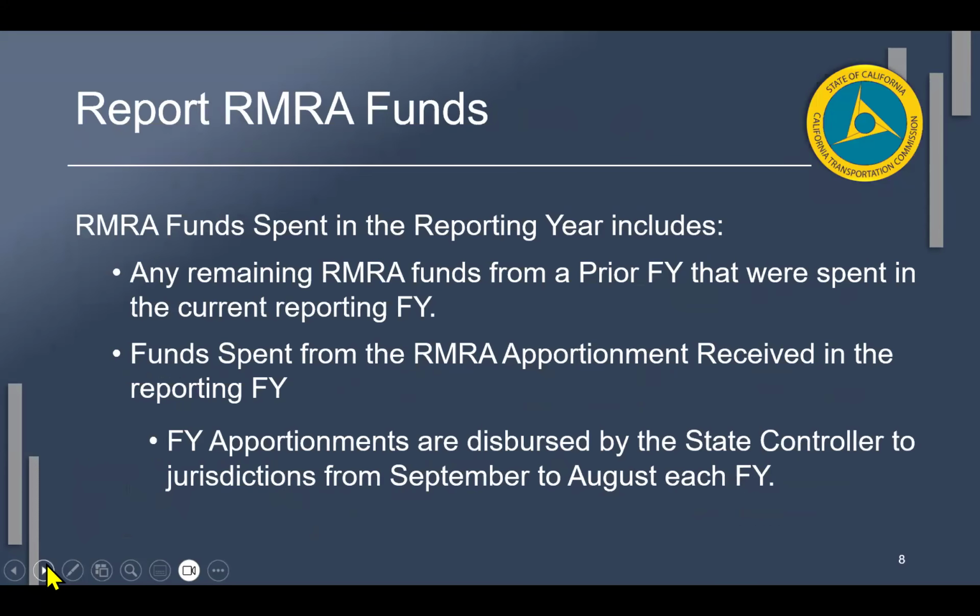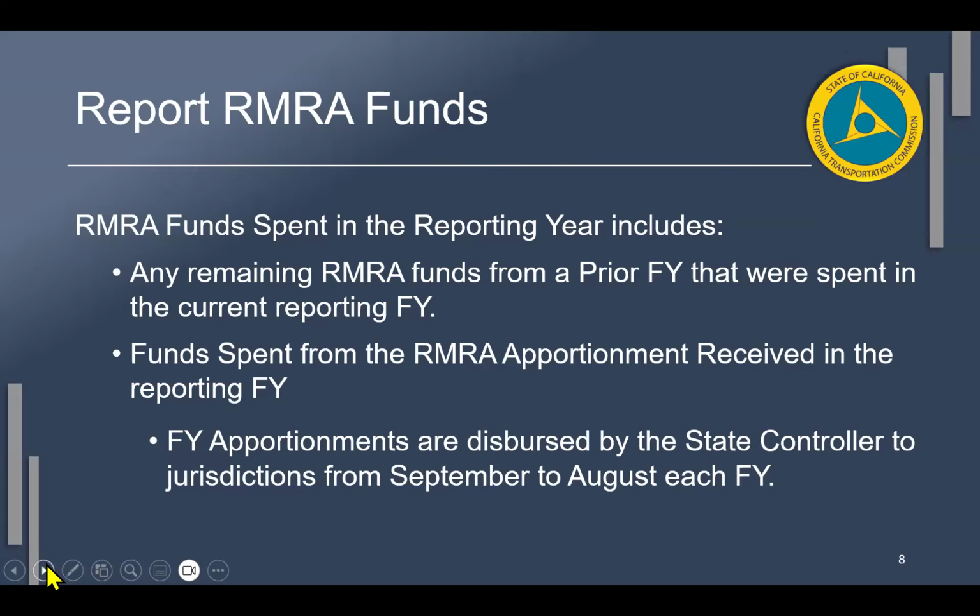RMRA funds spent in the reporting year include. So this is where we're going to break down what that means. Any remaining RMRA funds from a prior year that were spent in the current reporting fiscal year. So any of your carryover funding that wasn't spent in a prior year and you still held on to it and ended up spending it in the current reporting year, that's what you want to make sure that you're capturing. You're also going to capture any of your funds that were spent of RMRA apportionments that you received in the reporting fiscal year. For some reason, there are some folks that see these two things differently. They are not. So please make sure that you are actually reporting all of your RMRA funds, whether it came from a prior year or a current year, you're still reporting it out.